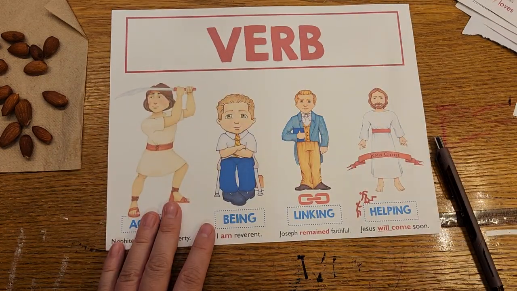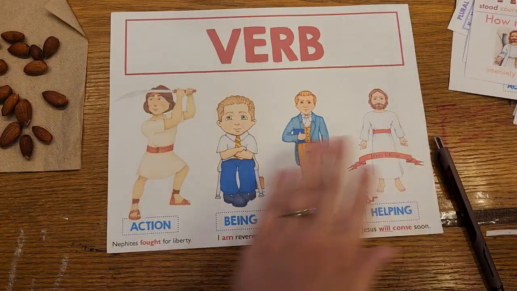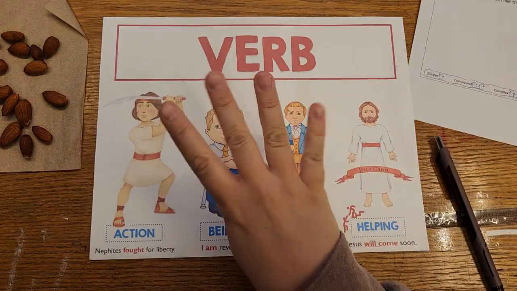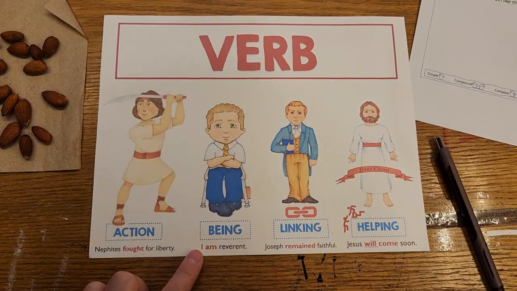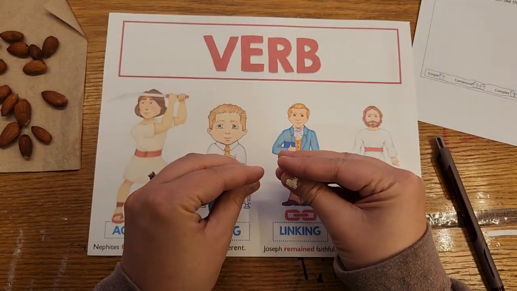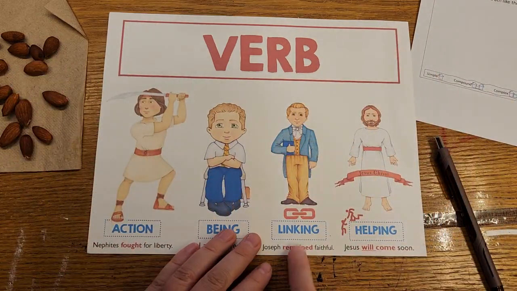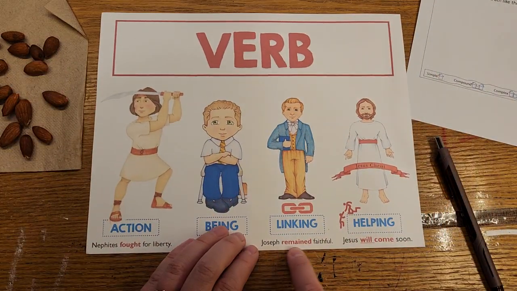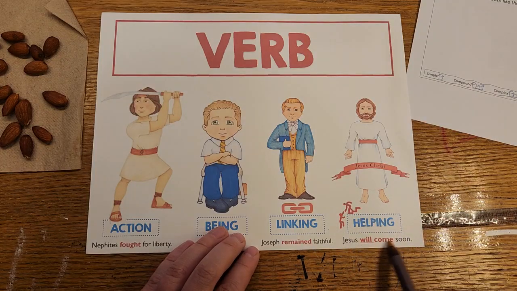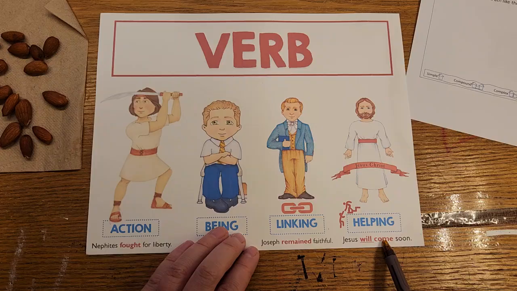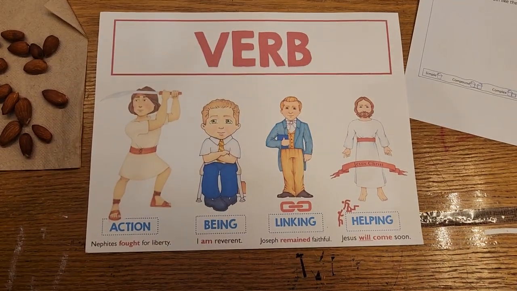So, okay, guys, I want to talk a little bit more about verbs here. Now, remember, how many types of verbs are there? 4 kinds of verbs. We have our actions, like bam, bam, bam, right? Hammering. Being, meaning I am this way. We are good. We are reverent. Linking, like Joseph remained faithful. Helping, Jesus will come. See how there's a verb phrase? There's 2 verbs here.